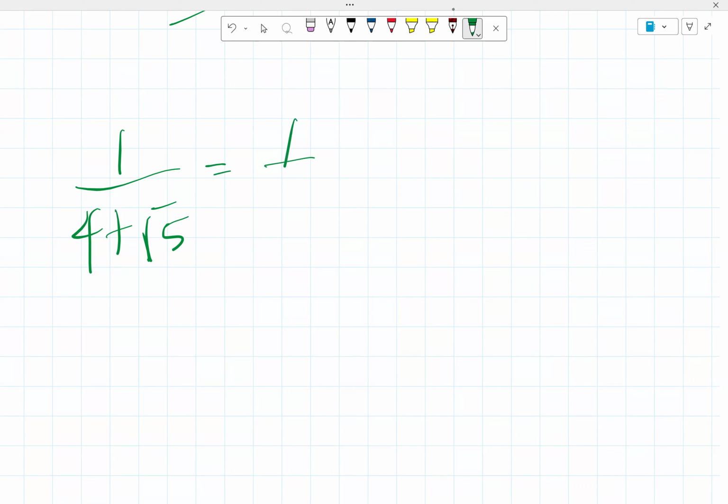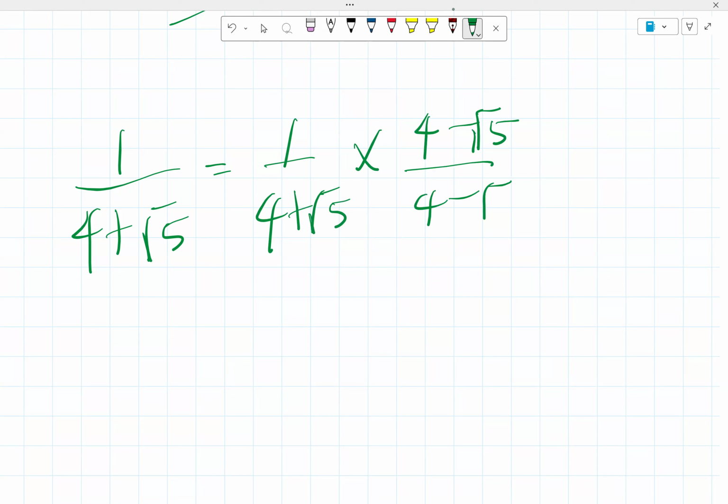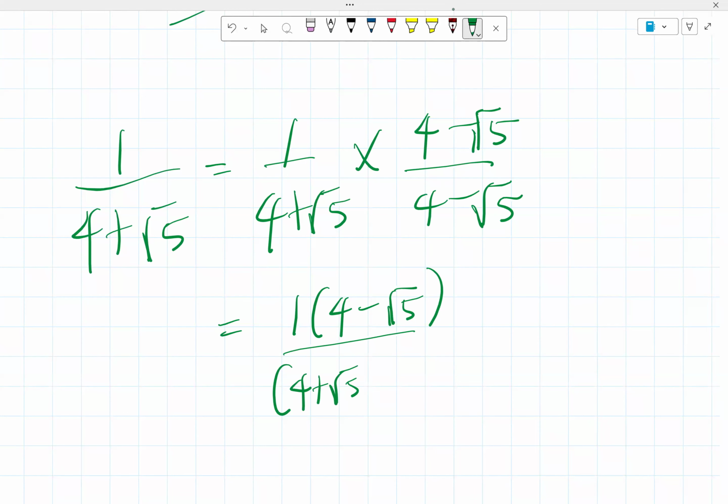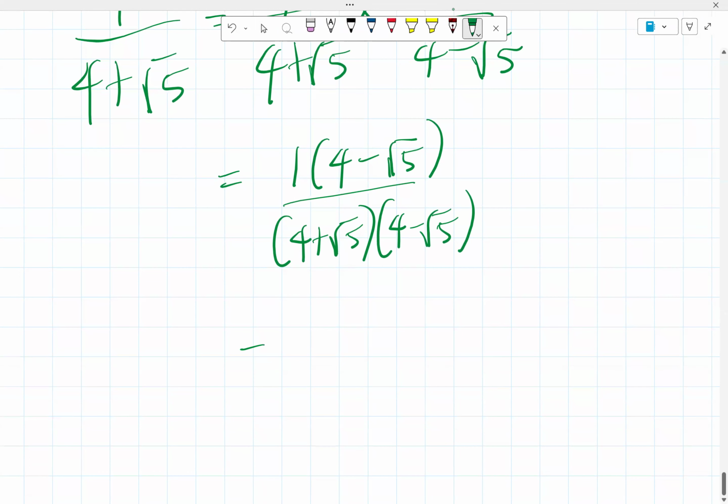So that's equal to 1 over 4 plus root 5 times 4 minus root 5 all over 4 minus root 5. This is as good as multiplying by 1, right? Because this divided by this is 1. And if you multiply something by 1, the structure remains. So you have 1 into 4 minus root 5 all over 4 plus root 5 into 4 minus root 5. And that means you have 1 times 4 is 4, 1 times root 5 is root 5.